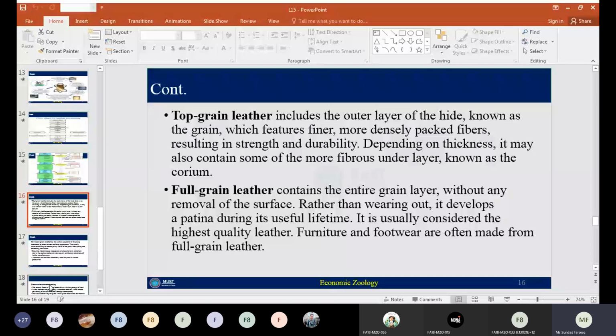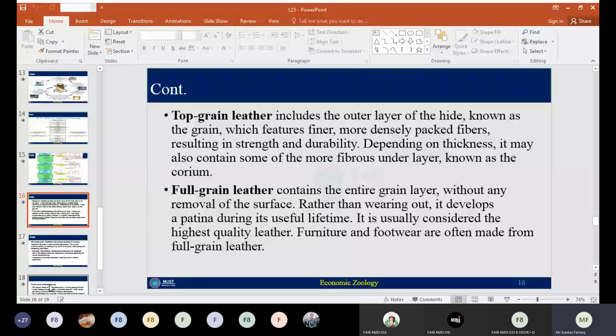As I have discussed earlier, this is the main layer responsible for the formation of leather, while the epidermis and the fatty layer are less significant in terms of leather formation. And next, the full grain leather. Full grain leather is a kind of leather that contains the entire grain layer without any removal of the surface. These are the different types of leathers.